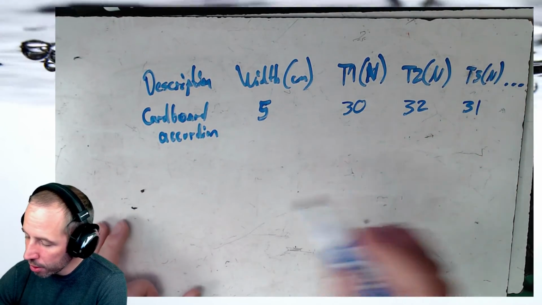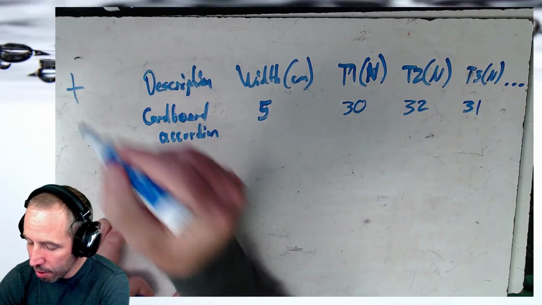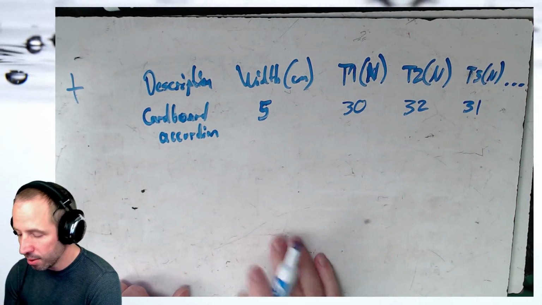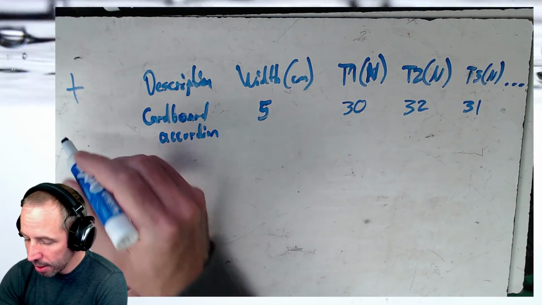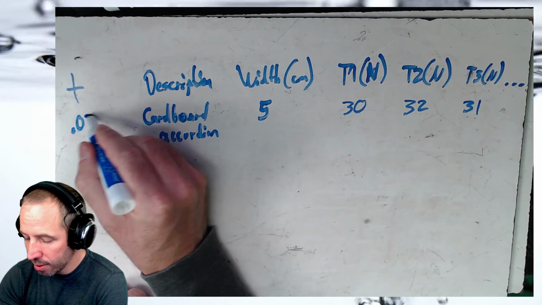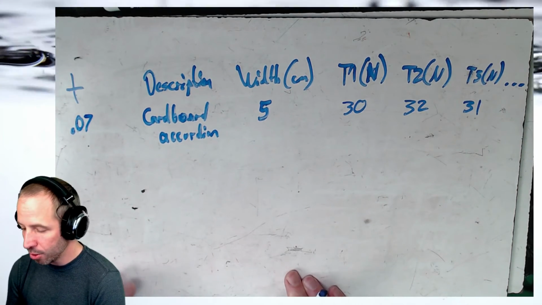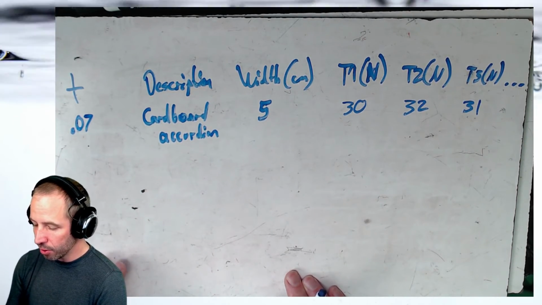Oh, you know, another thing we're going to need is the time of impact. I would just maybe record that once. I don't think I'd get all the trials on that. But let's say time of impact is 0.07 seconds, using the method I showed you guys earlier. That's probably the kind of stuff that goes in your data table.